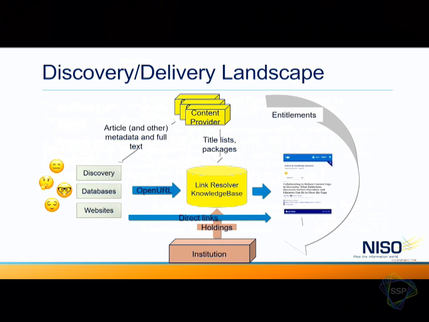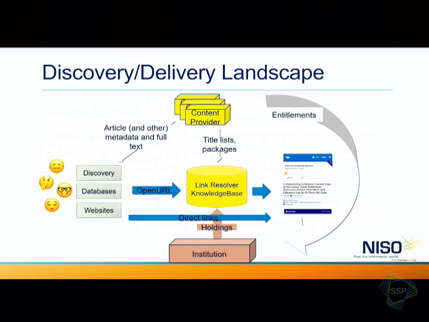So when users are trying to access, they pull up their search results and then want to access the full text, users will typically transmit metadata through an OpenURL, another NISO standard, to a link resolver, which will then link them to the full text that they're trying to access.